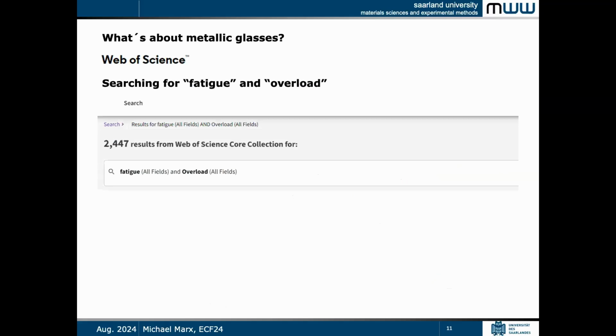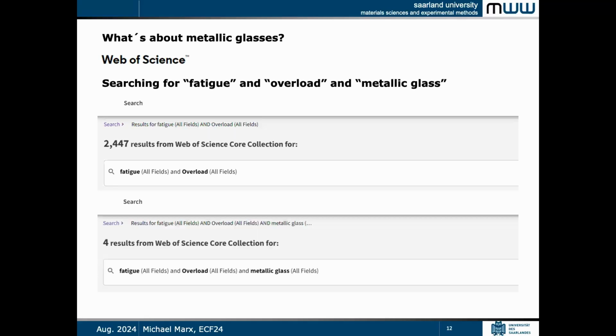So now we come to the metallic glasses, and the question is, what is different? If you search for fatigue in metallic glasses, you find nearly 2,500 papers. But if you add overload, you get only 4 papers about this effect. So it's not very often investigated so far.